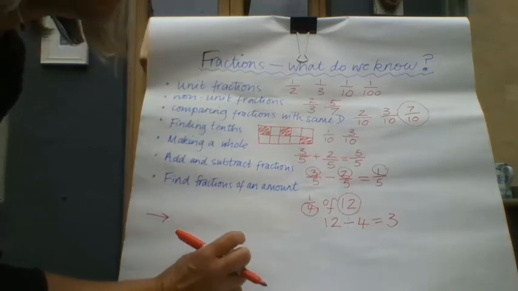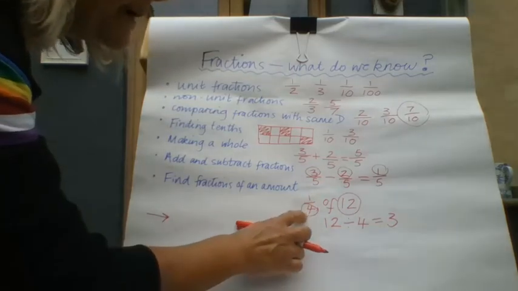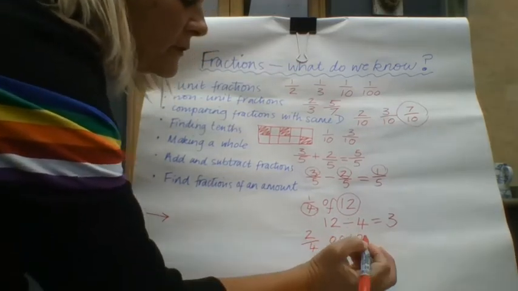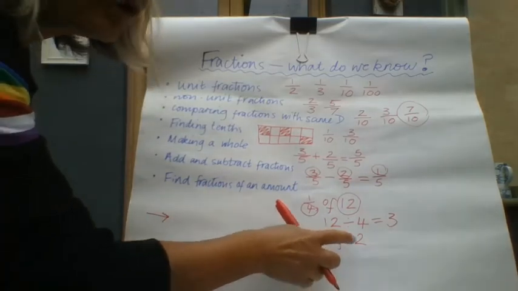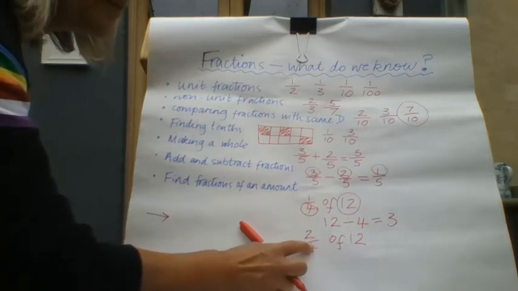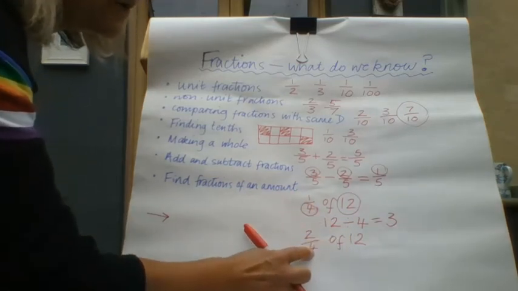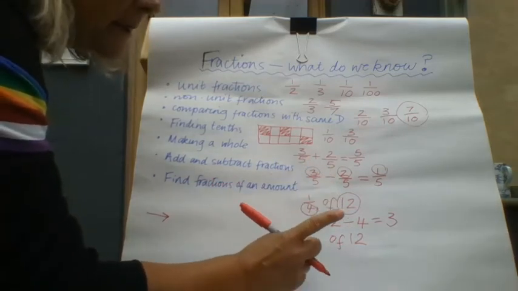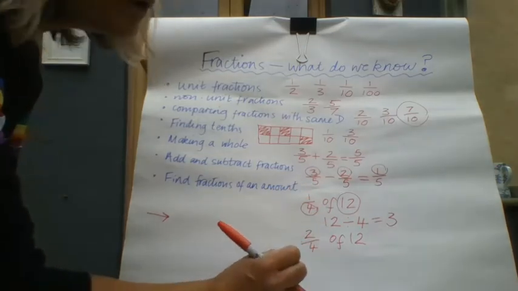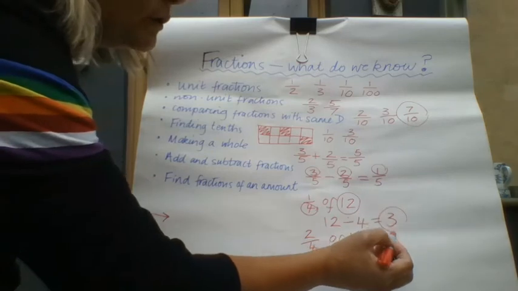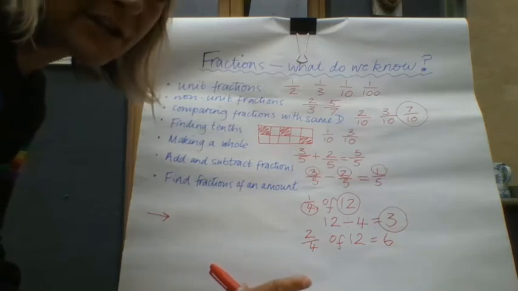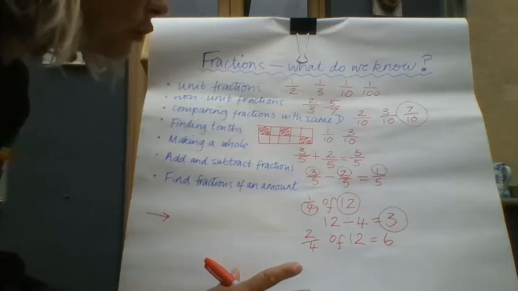As a challenge last week, you were asked to think about finding 2/4 of 12. To find 2/4, or more than a unit fraction, of an amount, you do need to find the unit fraction. So I go back to what I did here, sharing my 12 into 4 to find one amount. 12 divided by 4 gives me 3. That's 1/4 of 12, so 2/4 of 12 must be 2 lots of my 3. So 6.